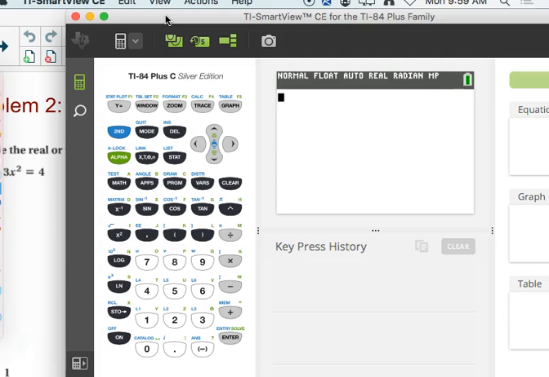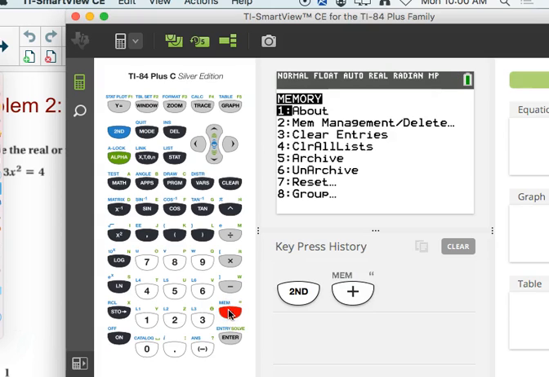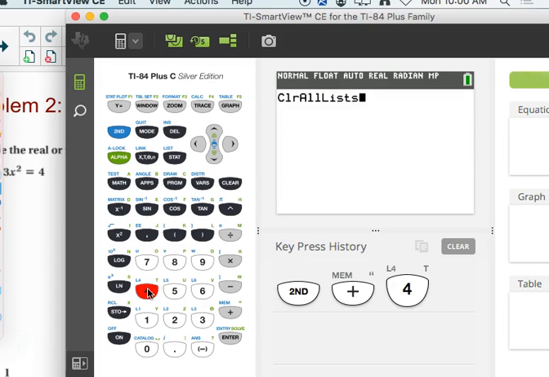So how we're going to do that is hit second plus, because that's the memory. We don't need to clear the list. Wouldn't hurt, but then let's do it while we're here. Let's hit number 4. Clear all lists. Let's just get all of that out of there.